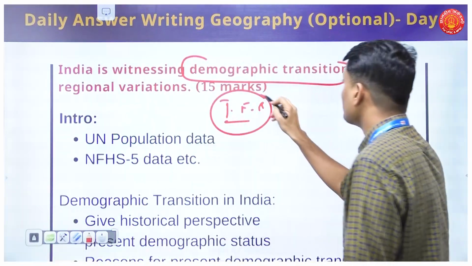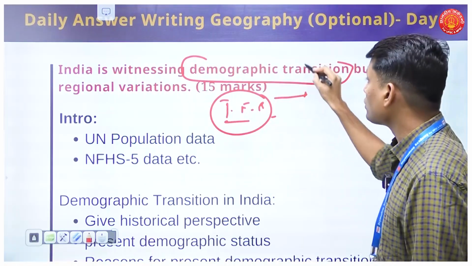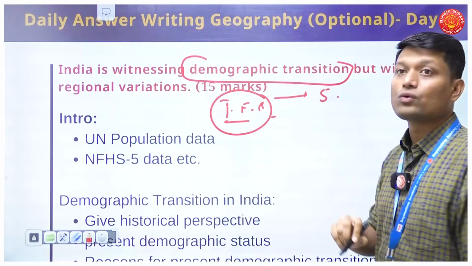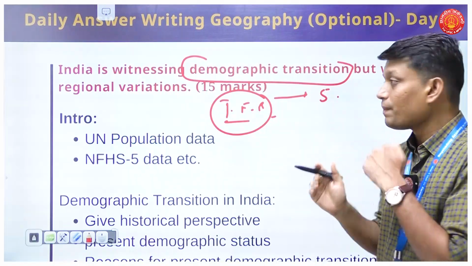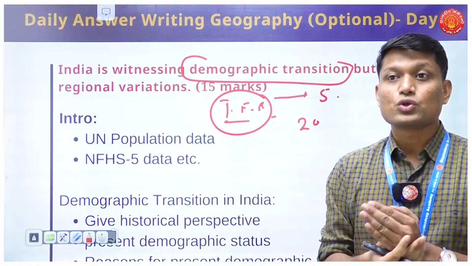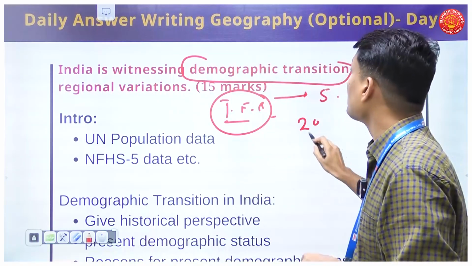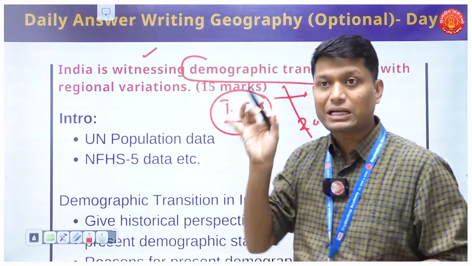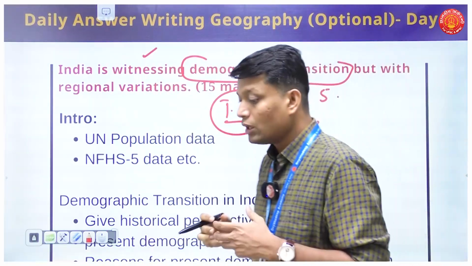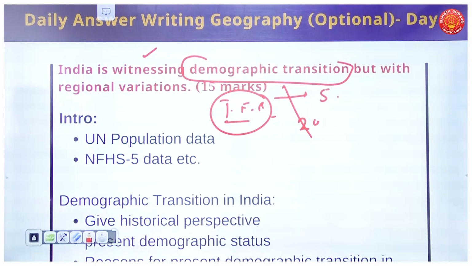If you go for total fertility rate, go for data from some 40-50 years ago where we had a total fertility rate somewhere around 5, and now in 2024 we have a total fertility rate somewhere around 2. So that will reflect demographic transition and that will directly hit your question. That is something you need to bring, or that is how good introductions can be written. So that was about my introduction.